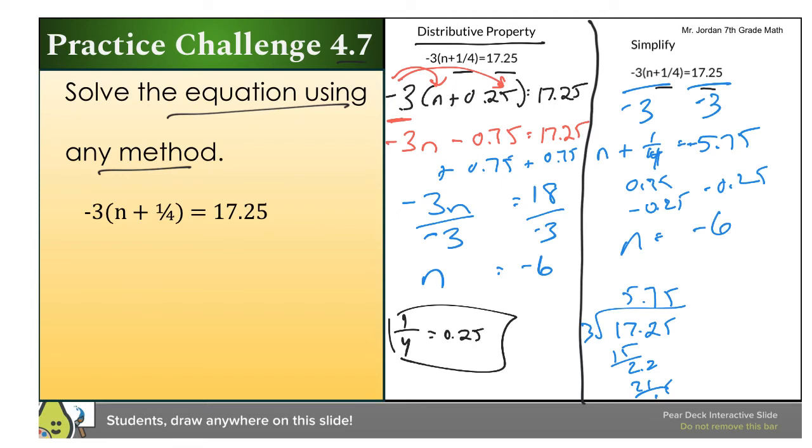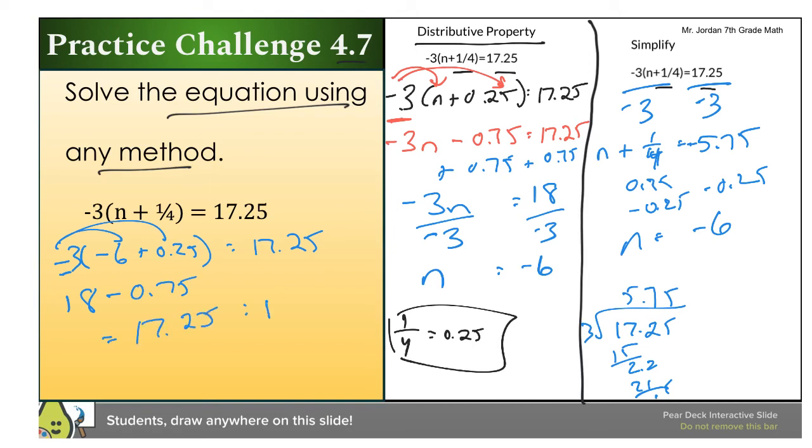Now if I do a check, minus 3 times minus 6 plus, I'm going to put the decimal, so equal to 17.25. Minus 3 times minus 6 is 18. Now minus 3 times 0.25 is minus 0.75, which would equal 17.25. And I have done my check.